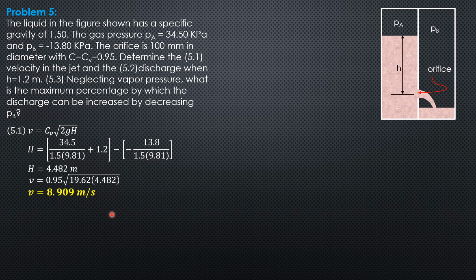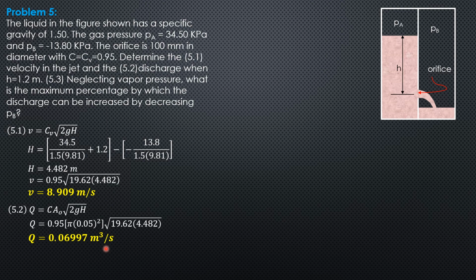Then the discharge is C sub d times area O times square root of 2gh, or area O times actual coefficient of contraction area O times square root of 2gh. But since C is given equal to 0.95 also, we'll use this Cd formula. So Q is 0.95 times pi times 0.05 radius meter squared, then square root of 19.62 times h, which is 4.482. So discharge is 0.06997 cubic meters per second.